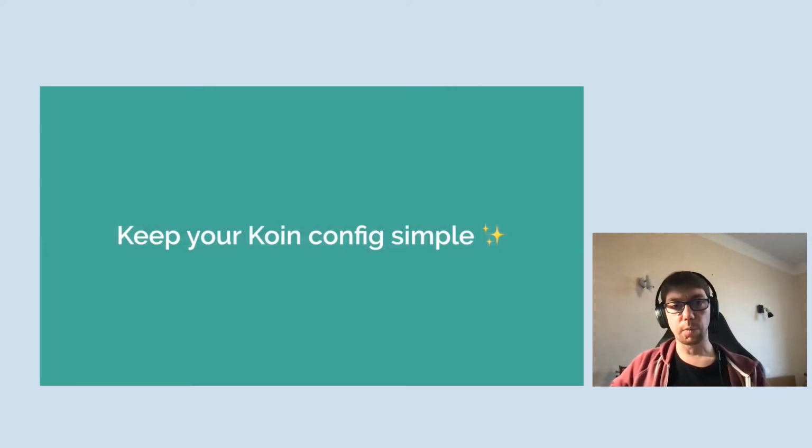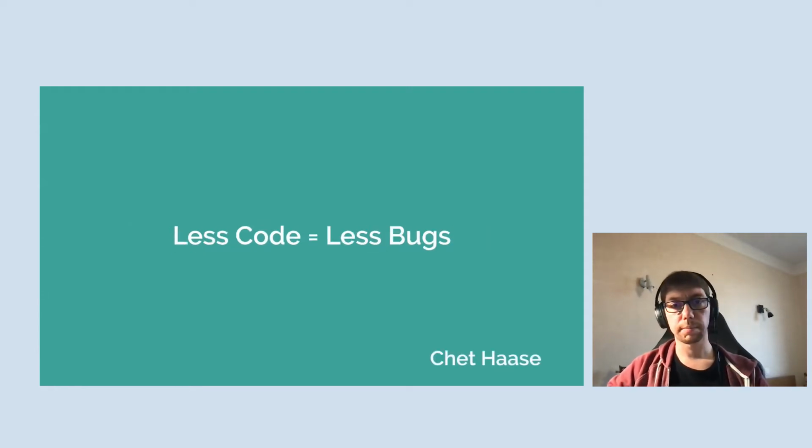Finally, just one thing is keep your Koin configuration simple. Less code equals less bugs. It's a quote from Chet Haase, well-known Google engineer, and I like that because this is also the way that we have developed Koin: finally we want really simple things, simple DSL to express things, and we want you to write really less code as much as we can.